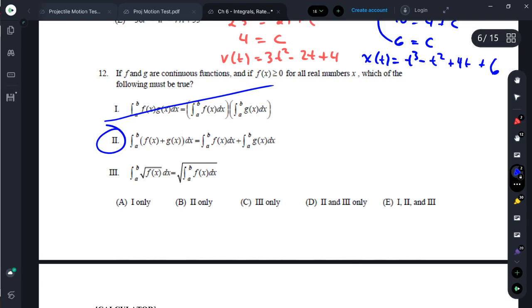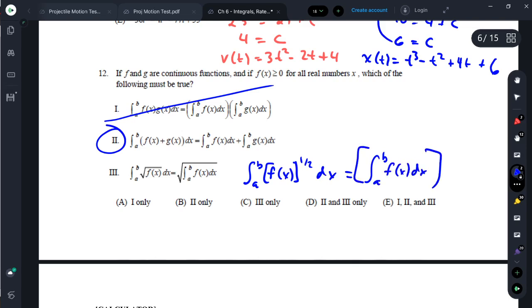And then there is also no exponent property. And so c, number 3 is like a radical function. So it's basically like an exponent. So it's like the integral from a to b of f of x to the 1/2 power. And they're saying that you could do the entire integral first and then raise it to the 1/2 power. That's not true at all. That's not how integrals work.